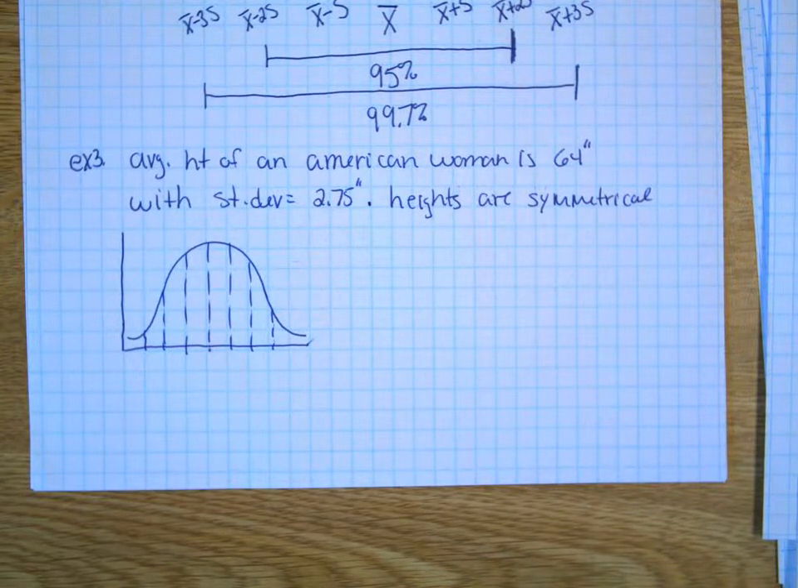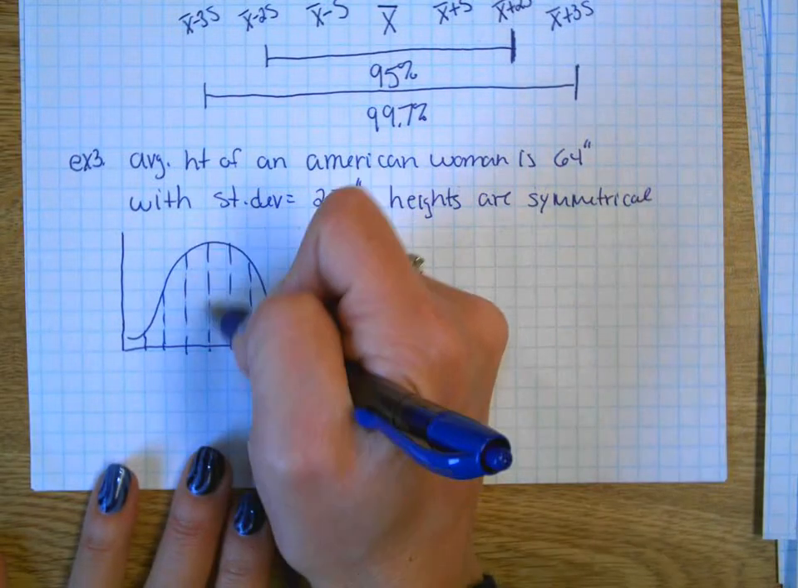Where'd you pull 7 from? The middle, 3 plus 3 above, plus 3 below. 3 and 3 is 6 plus the middle. I got 7 vertical bars there. Oh. Each bar. I mean, your graph doesn't have to look great. What's going on the middle bar? 64. The 64 inches. My mean is right on the middle.